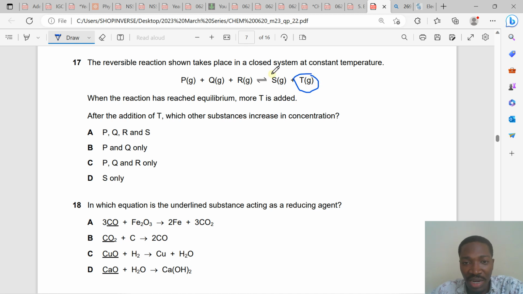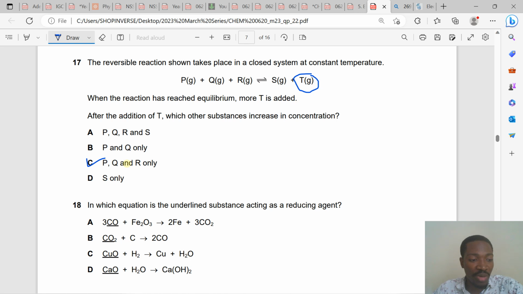After the reaction is in equilibrium, you are adding more of the product. What is happening? Take note that this is a reversible reaction. When it's in equilibrium, the rate at which the reactants are being consumed to form the product is equal to the rate at which the products are being consumed again to form the reactants. So if you are adding more of the products, then you are encouraging the reverse direction. So you are encouraging the formation of P, Q, and R only. That should be C. The correct answer to number 17 should be C.